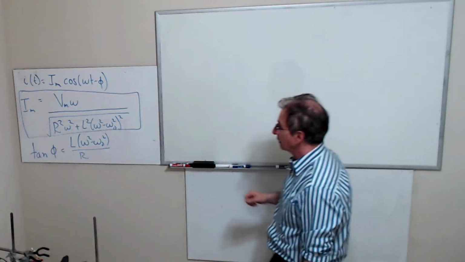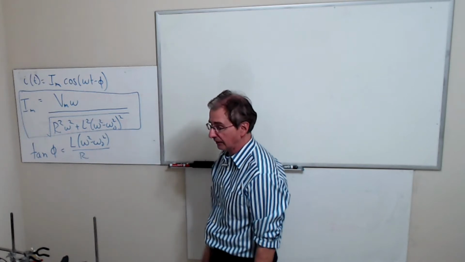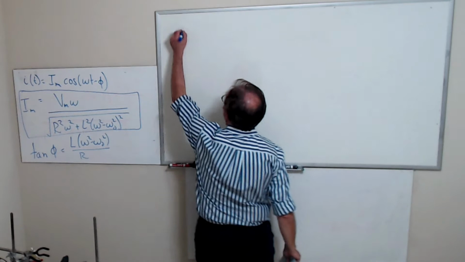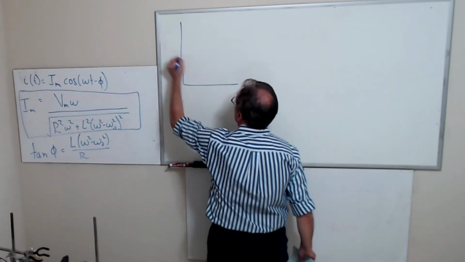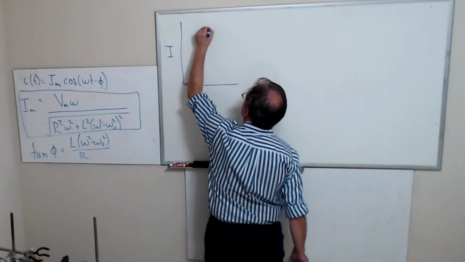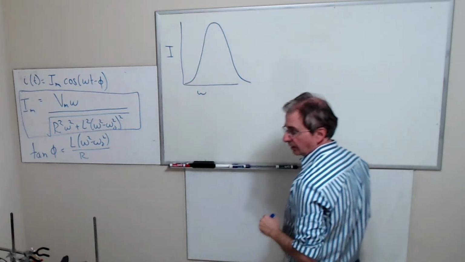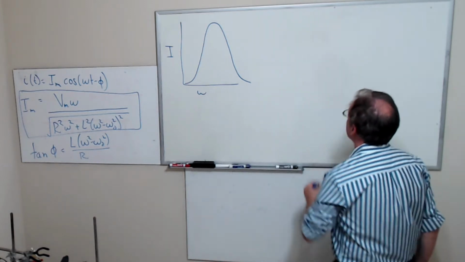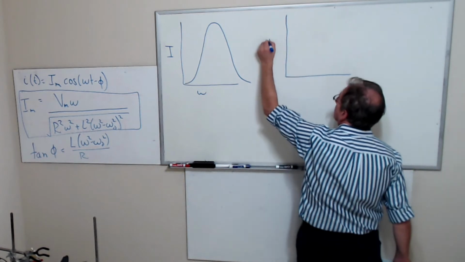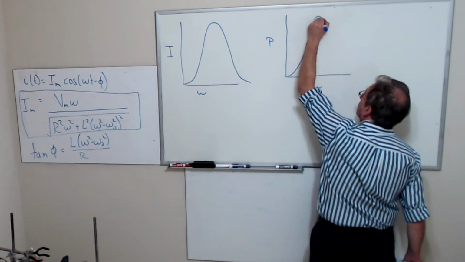Okay, now that we've derived the equation for I, we want to take a look at the plot of this function. If you plot I versus omega, you get a function that somewhat looks like this. And if we plot the power as a function of omega, we get a similar shape.